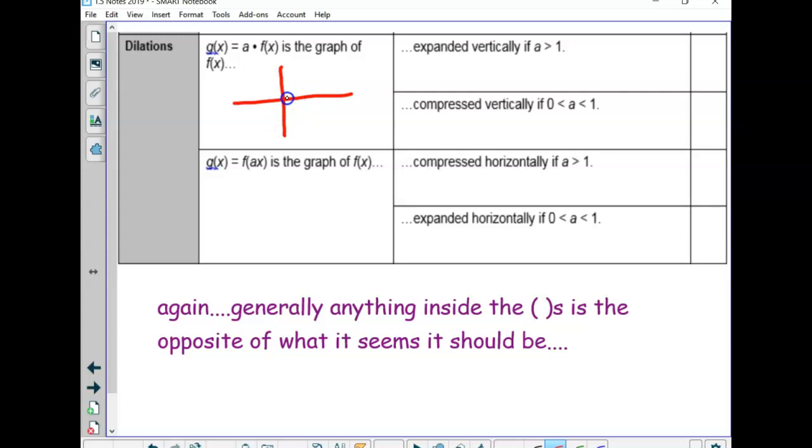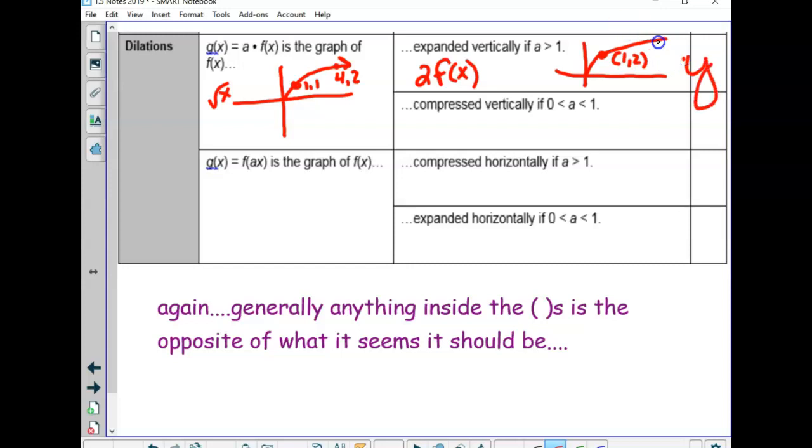This is what I did last hour. I don't know if this is a good plan or not, but this was our original parent function, and it went through 1, 1 and 4, 2. So it was a square root function. Expanded vertically would be like 2f of x, and it would go up. So it would go through 1, 2. The y values are changing, guys. And this point over here would be at 4. It would be up twice as far at 4.